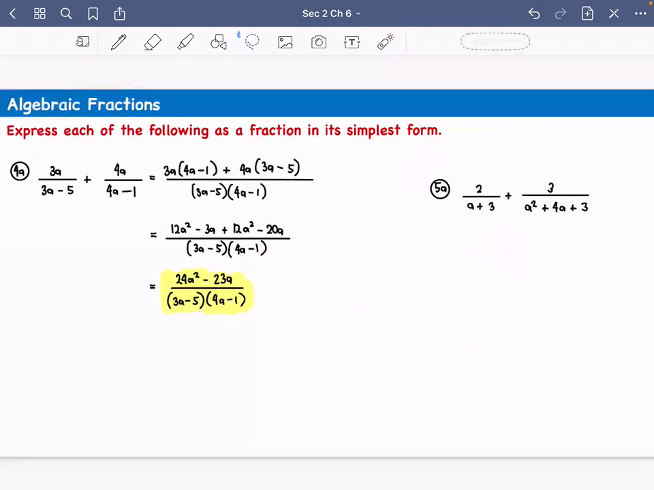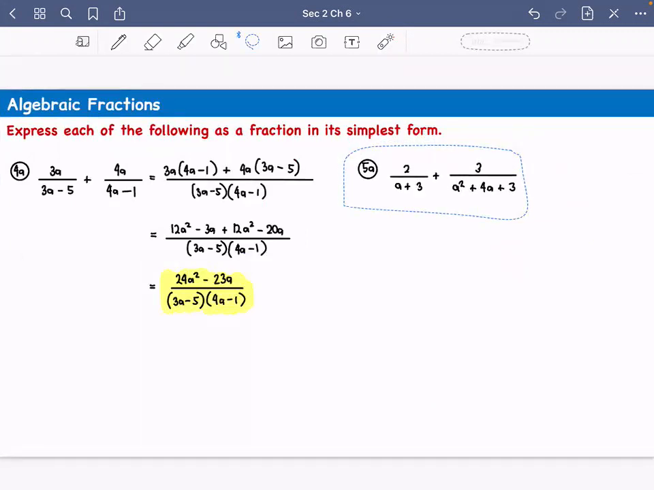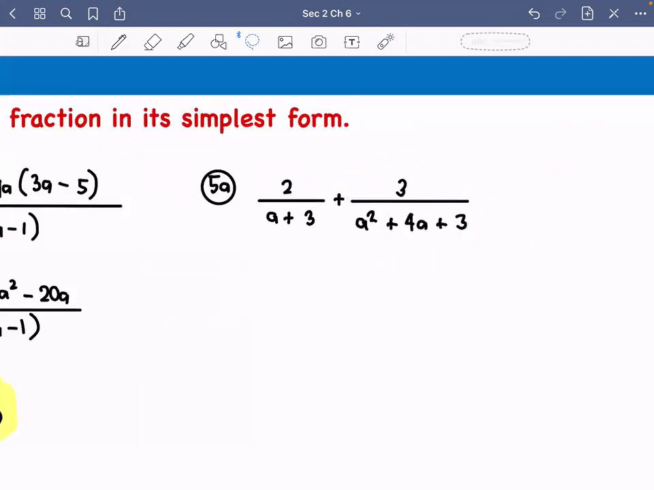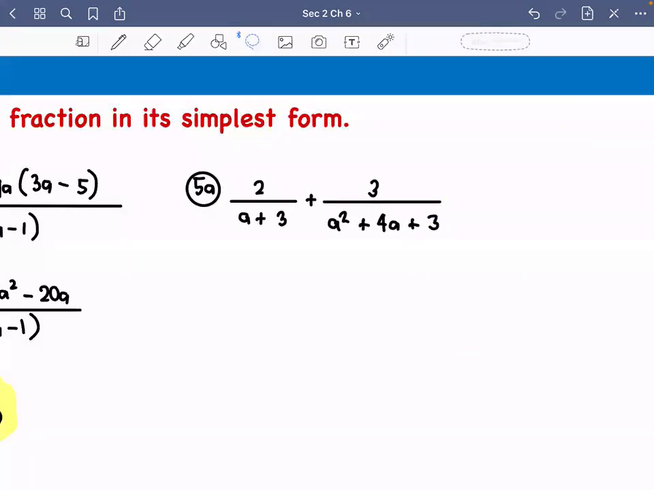Now, last question. Let's have 5a. Now, 5a involves factorization. So let me maximize my space. All right. So let's factorize our denominators here. This is in simplest form. However, I see some expression here with three terms, right? So we have a squared plus 4a plus 3. So how do we factorize this? We factorize this by guess and check.